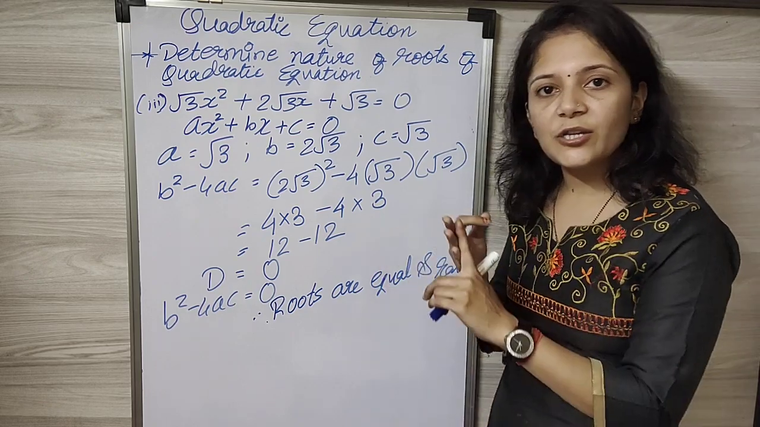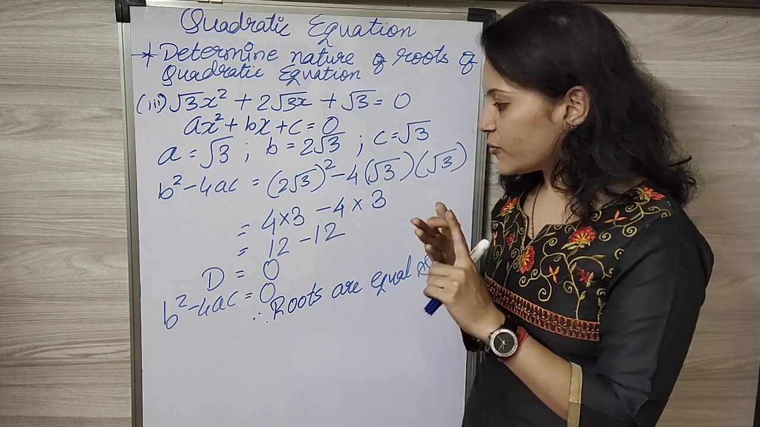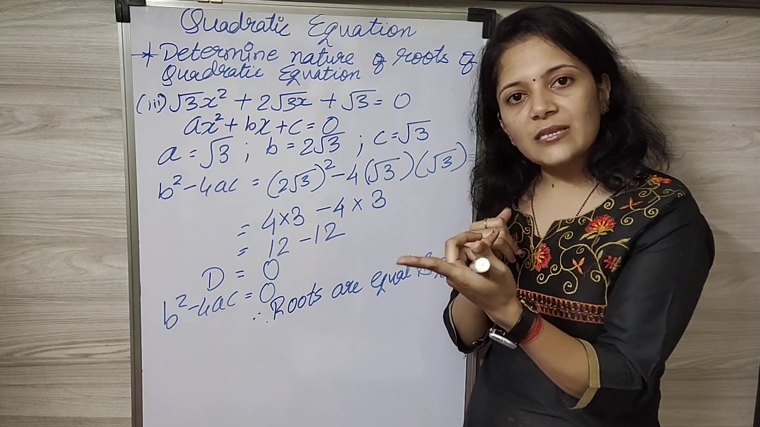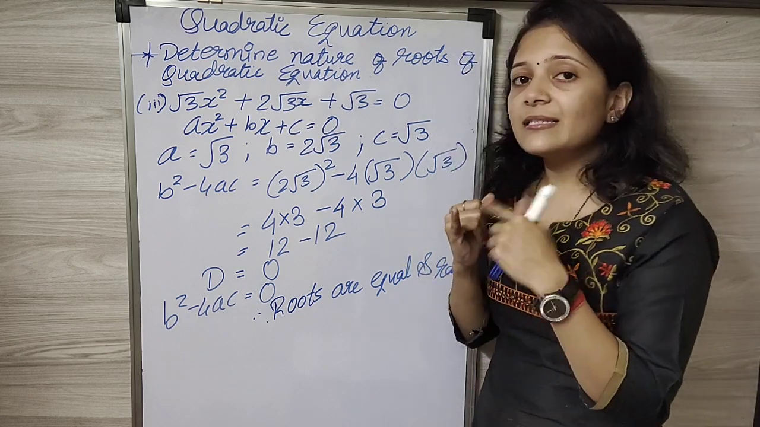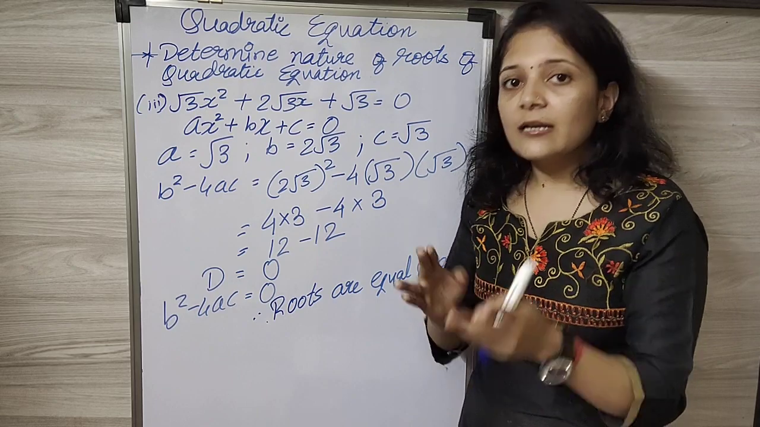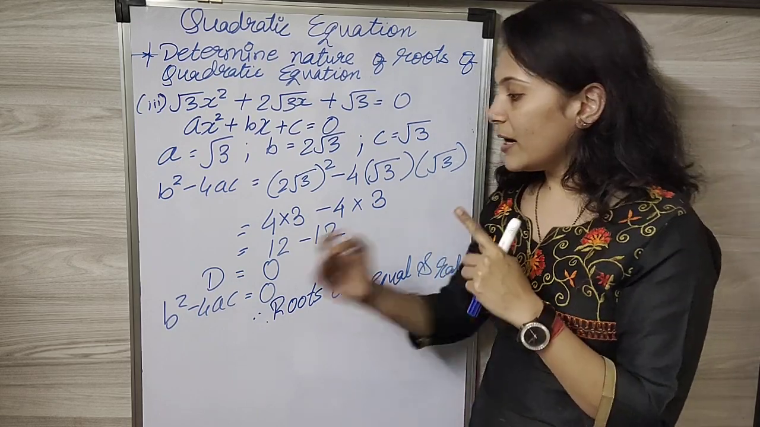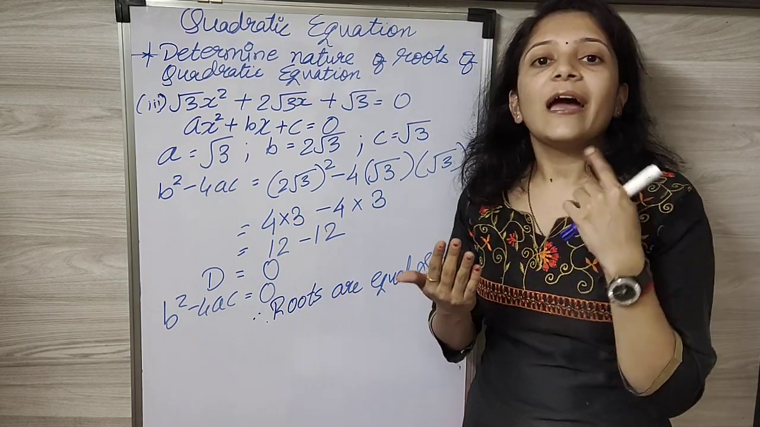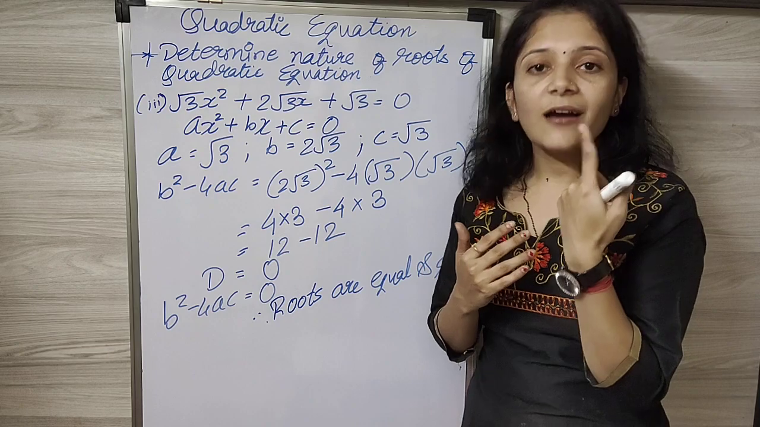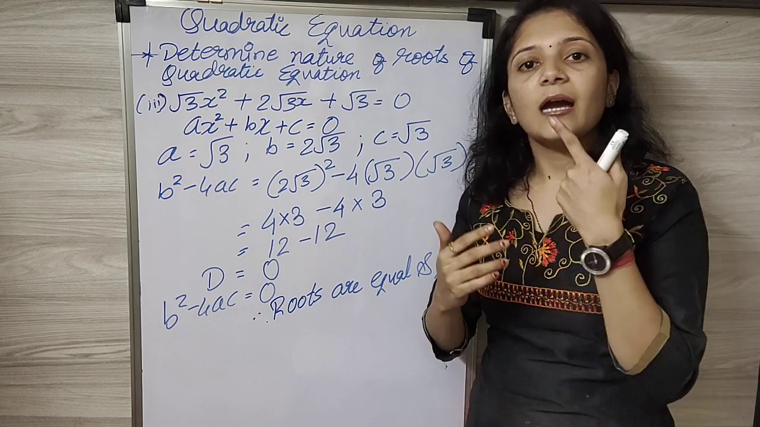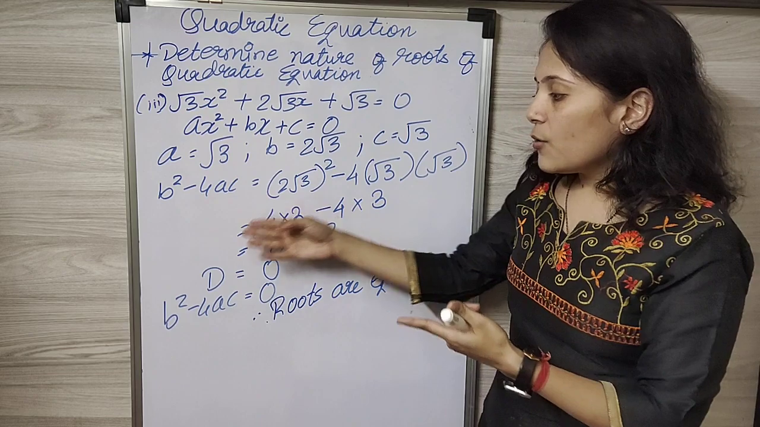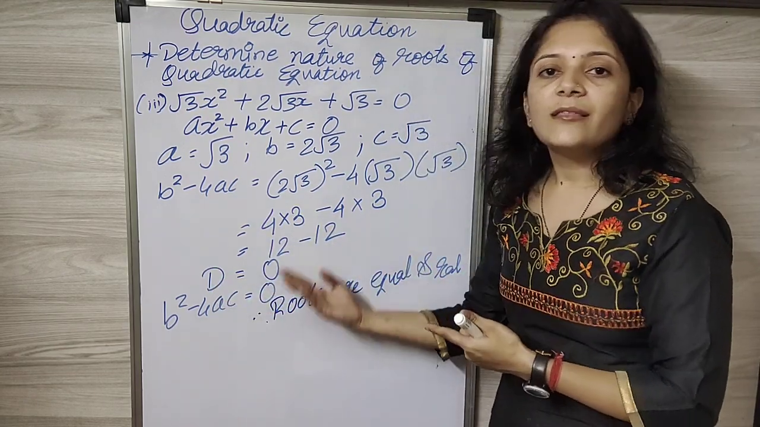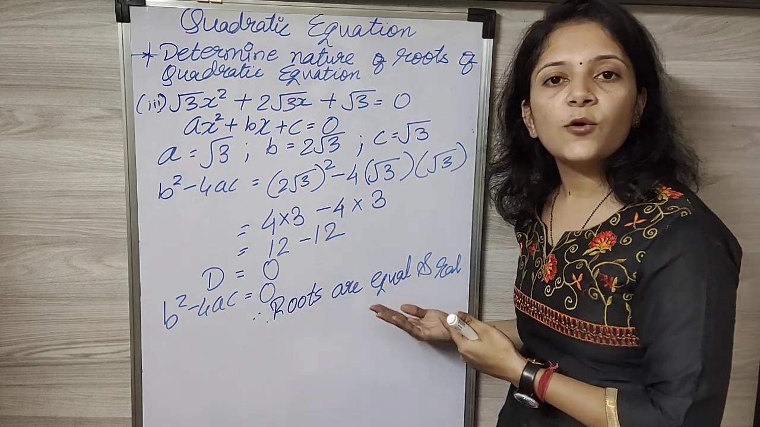Don't forget these 3 conditions. I have solved all 3 of these conditions. The first was a negative number, that was b square minus 4ac is less than 0. When it is less than 0, then roots are not real. The second was a positive number, when b square minus 4ac is greater than 0, positive is greater than 0. At that time roots are real but unequal. And the third condition is when D is equal to 0, that is when b square minus 4ac is equal to 0, then the nature of roots are equal and real.